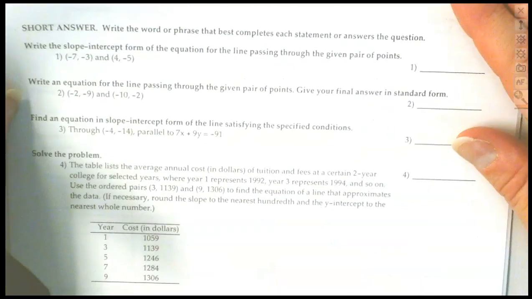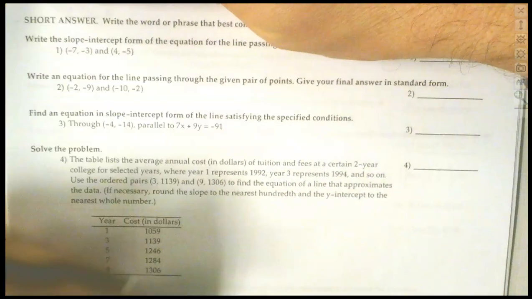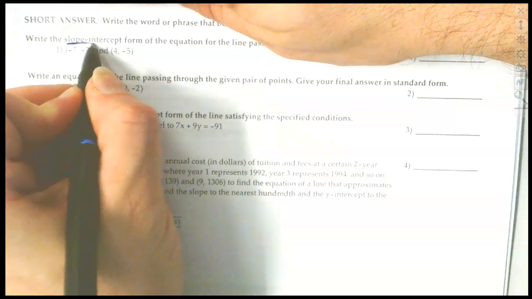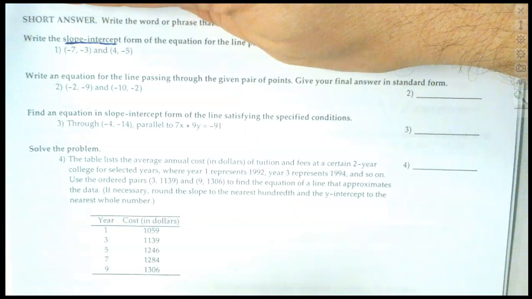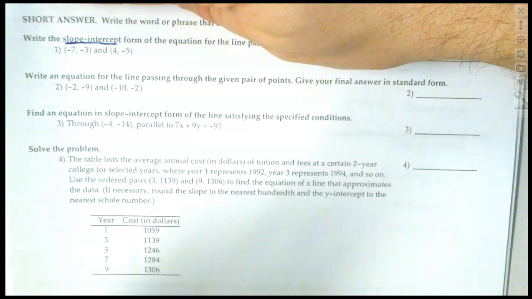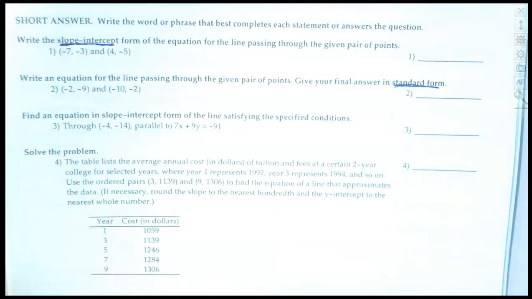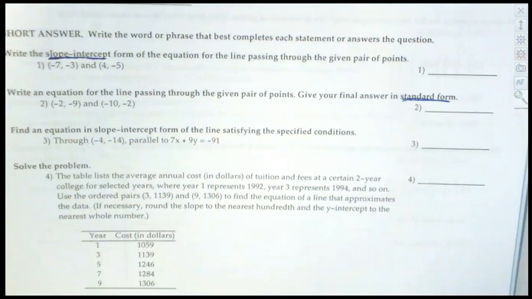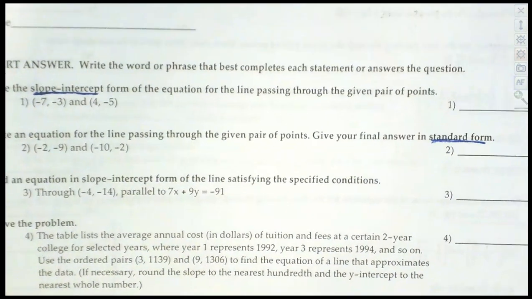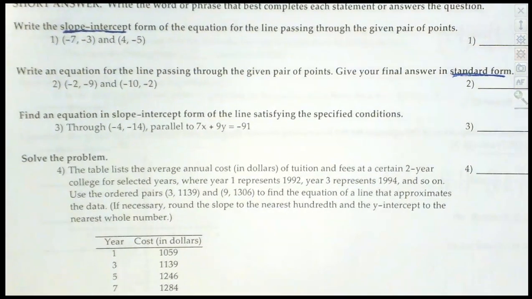Now, when we read these, we've got to make sure we read the directions. Look at 1 and look at 2. Very important, the difference here. In 1, we want it to be in slope-intercept form. And question 2, we want it in standard form. So when I read these, the first thing I want to do is make sure that I know what my answer should look like. So the first one's going to be in slope-intercept. The second one's going to be in standard.